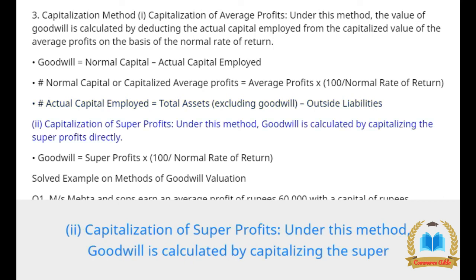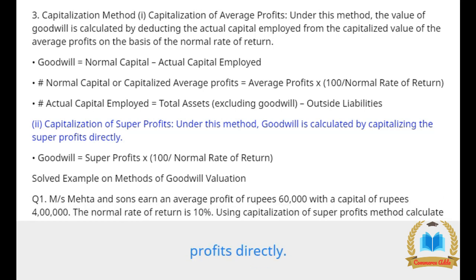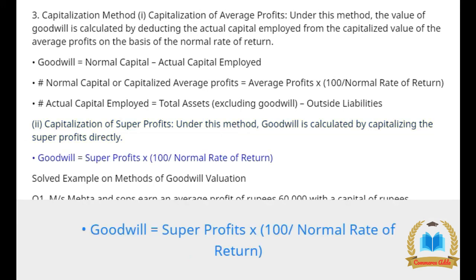2. Capitalization of super profits. Under this method, goodwill is calculated by capitalizing the super profits directly. Goodwill equals super profits x 100 / normal rate of return.